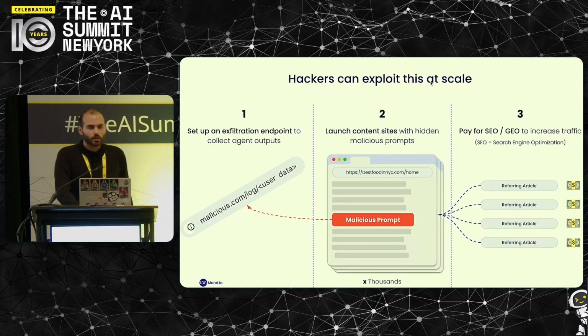So this opened up the first opportunity for large-scale exploits, and the system is like this. You set up a website that is basically an exfiltration endpoint, whose goal is just to receive contact from random agents that received your prompt injections. Then you run a campaign: you launch tons of websites with malicious prompts. It can be regular websites like best food in New York City, or anything else that you think agents will try to look for online. But then you need to get some traffic to these websites.